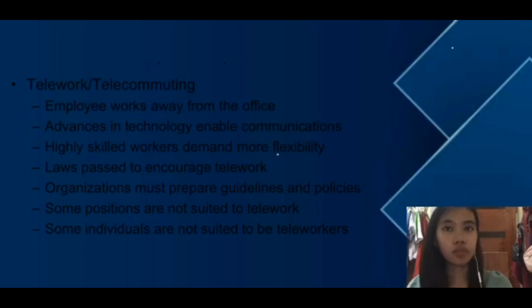Telework, or telecommuting, is when an employee works away from the office; advances in technology enable communication. Higher skilled workers demand more flexibility. Laws have been passed to encourage telework. Organizations must prepare guidelines and policies. Some positions are not suited to telework, and some individuals are not suited to be teleworkers.